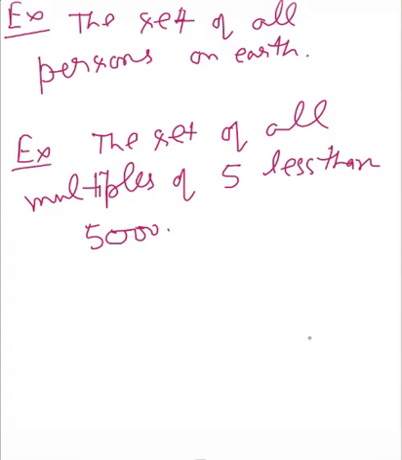Another example, set of all the multiples of 5 less than 5000. So is this a finite set or an infinite set? Obviously finite, because you have written the condition as less than 5000. There will be several multiples of 5, which would be 5, 10, 15, 20, 25, 30 up to 5000. But still these are all numbers and we can count them. So this would be a finite set.